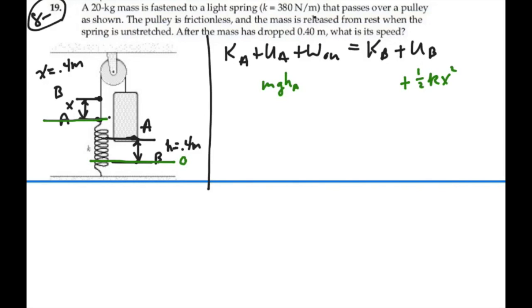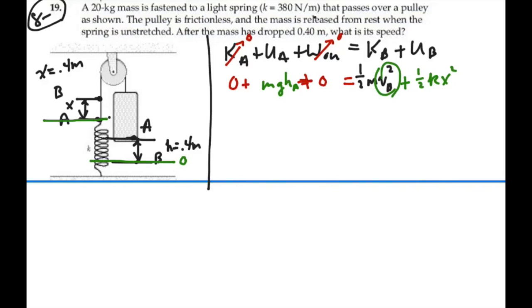Now we have kinetic energy at B, but we do not have kinetic energy at A. We start from rest, so no kinetic energy at A. And there's going to be no work done along the way because we don't have any external forces, no friction on the pulley, and no external force, so no work done along the way. We will have kinetic energy at B, so that's going to be 1/2 mass times velocity at B squared. So there's our equation that we wish to solve, and we want to find the velocity at B from this.